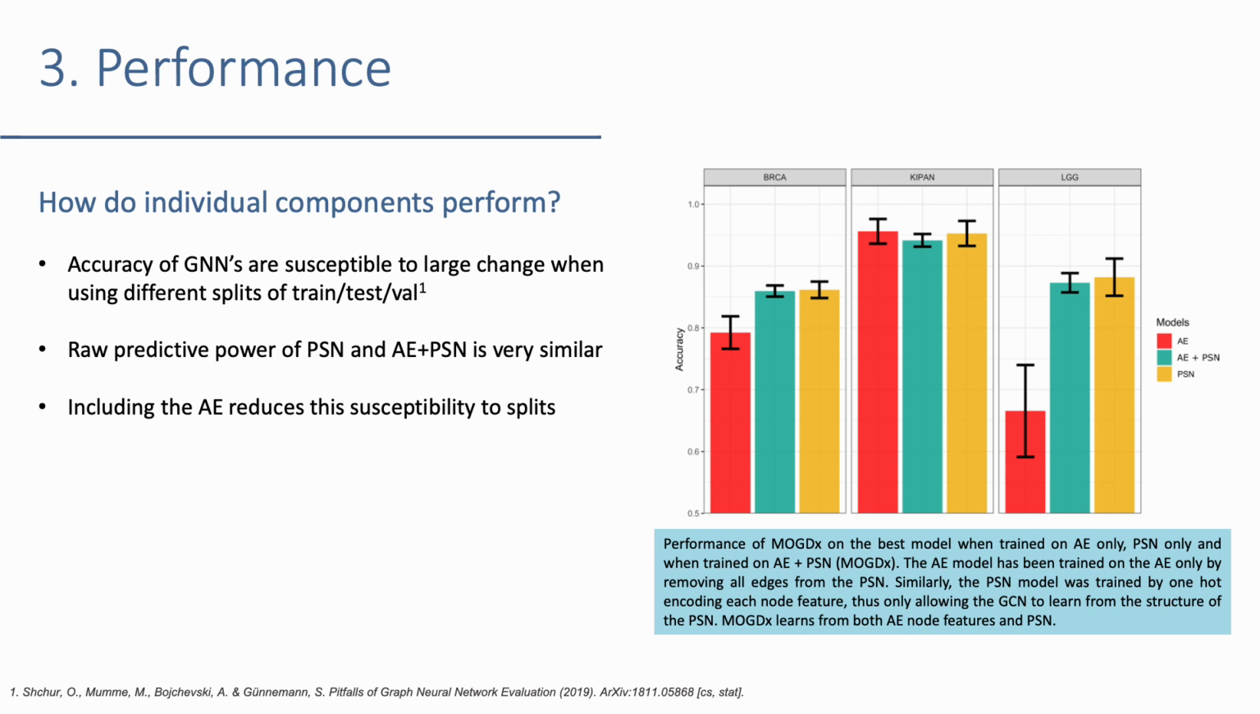We also performed ablation experiments to analyse the individual components of the MOGDx architecture. The patient similarity network only model was trained by one-hot encoding each node feature, thus allowing the graph neural network to only learn from network structure. The autoencoder only model was trained by removing all edges from the patient similarity network. The results highlight the predictive power of the patient similarity network. Including the lower dimensional representation of each omic measure from the autoencoder reduces the susceptibility of the graph neural network algorithm to splits in the dataset, resulting in more reliable and robust results.